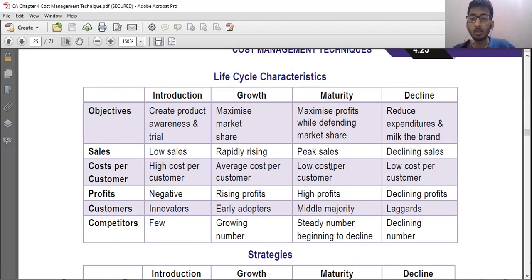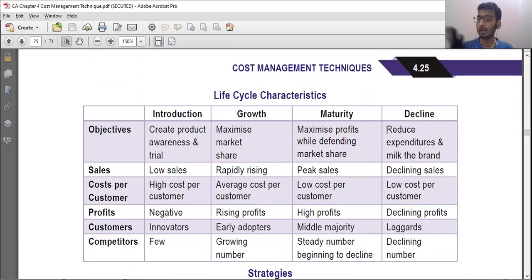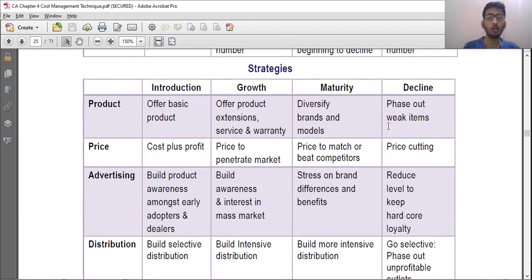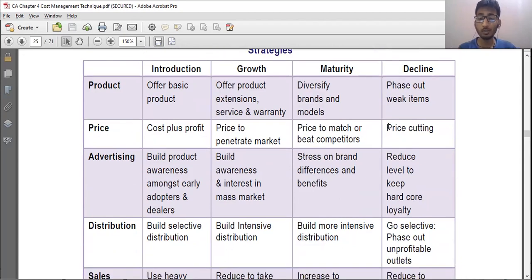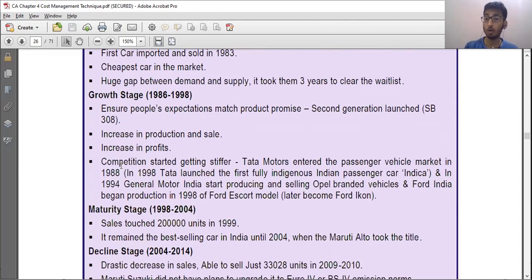The customer row is basically the type of customer that would be there. And the competitors, definitely, are very high. But now, since it's at the maturity stage, the people might be thinking about a new product. And in decline, expenditure declines because sale declines, and cost also declines. So these types of things are here. Now the strategies, you can read the strategies. We have already done these things. What would be the product strategy, the price strategy, the advertisement strategy, the distribution strategy, and the sale promotion strategy? We have already done this.